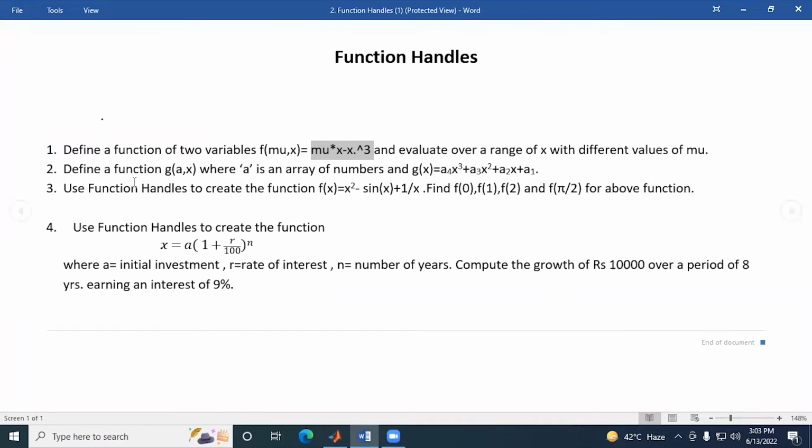Second is define function g of A, x. G is the name of my function. A is my input argument, x is also my input argument, where A is an array. The values of the array are A4, A3, A2, and A1, and x cubed, x squared, x. So let us make a function g with A comma x.